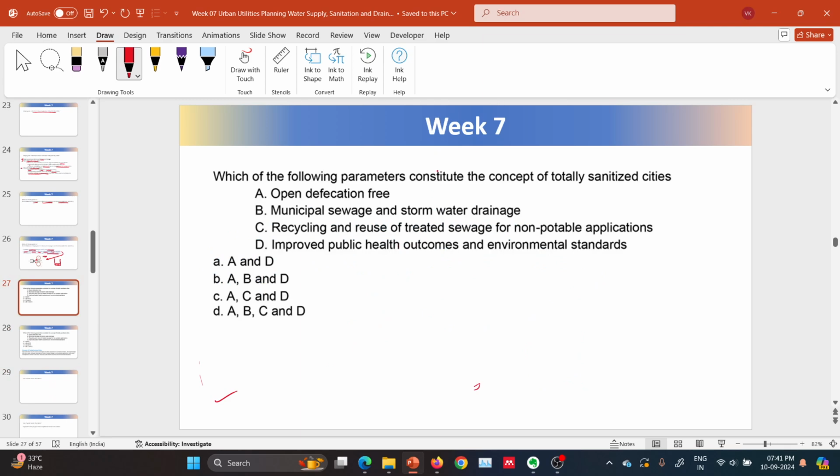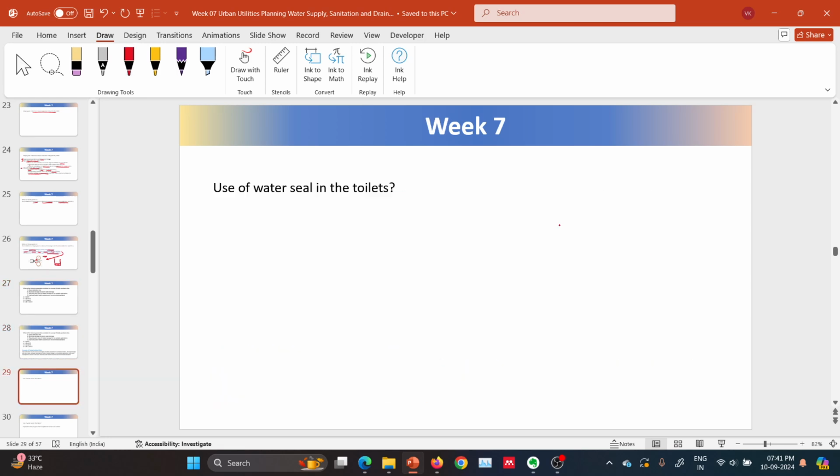Which of the following parameters constitute the concept of totally sanitized cities? This concept includes open defecation free, municipal sewage and stormwater drainage, recycling and reuse of treated sewage for non-potable applications, and improved public health outcomes and environmental standards. So it will contain all four points.